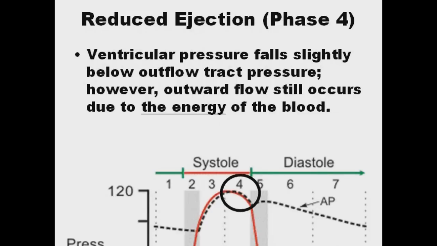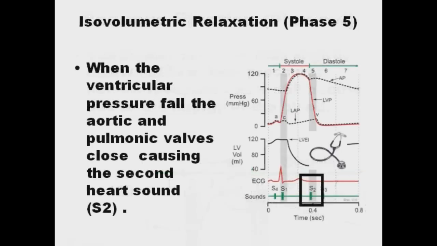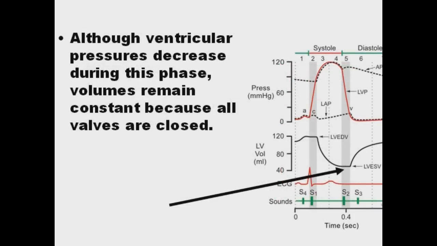In this phase, even though the pressures in the ventricle and aorta are equal, blood continues entering the aorta due to inertial energy. Isovolumetric relaxation, or phase 5, begins when the aortic valve and the pulmonary valve close, causing the second heart sound. As in phase 2, in phase 5 the volume remains the same in the ventricle, but contrary to phase 2, the pressure does not increase. In phase 5, the pressure in the ventricle decreases very fast.